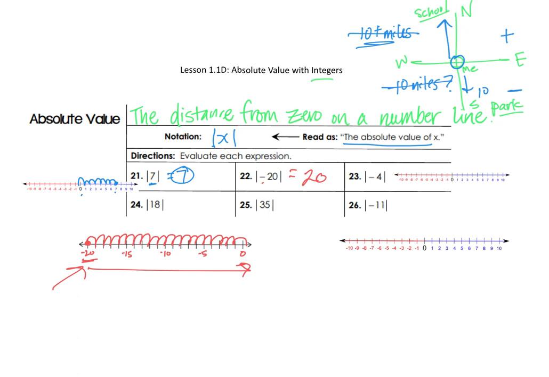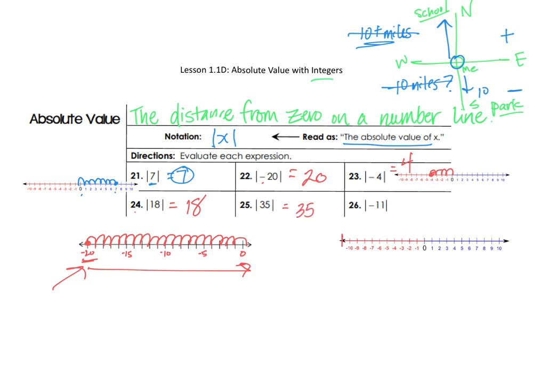So moving on with number 23, how far away is negative 4 from 0 on the number line? It's 1, 2, 3, 4 units. So that's why it comes out as positive 4. Number 24, how far away is positive 18 from 0 on the number line? Well, 0 to 18 is 18 spaces. It's going to stay positive. Same thing, 25, how far away is the number 35 from 0 on the number line? It's positive 35 spaces away.